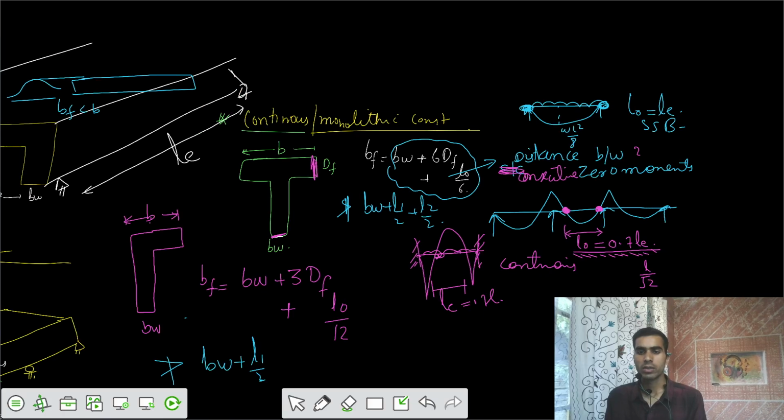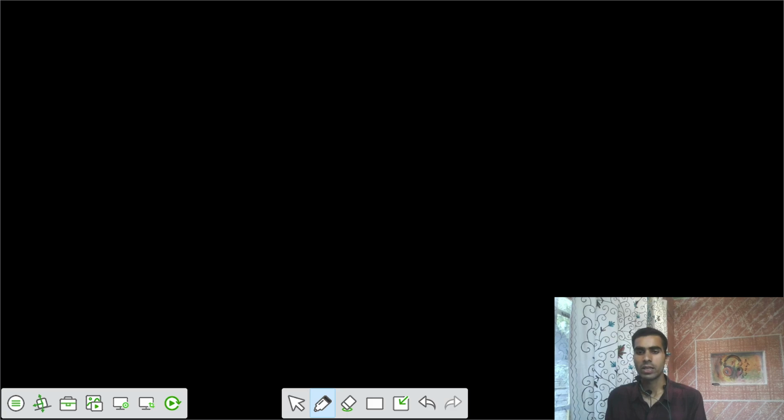Now coming to the second case, which we call isolated construction, isolated beams. So we are designing a beam separately, with no connection to any other part of the system, no slab, no monolithic construction. That means the construction is monolithic, but the system is not.